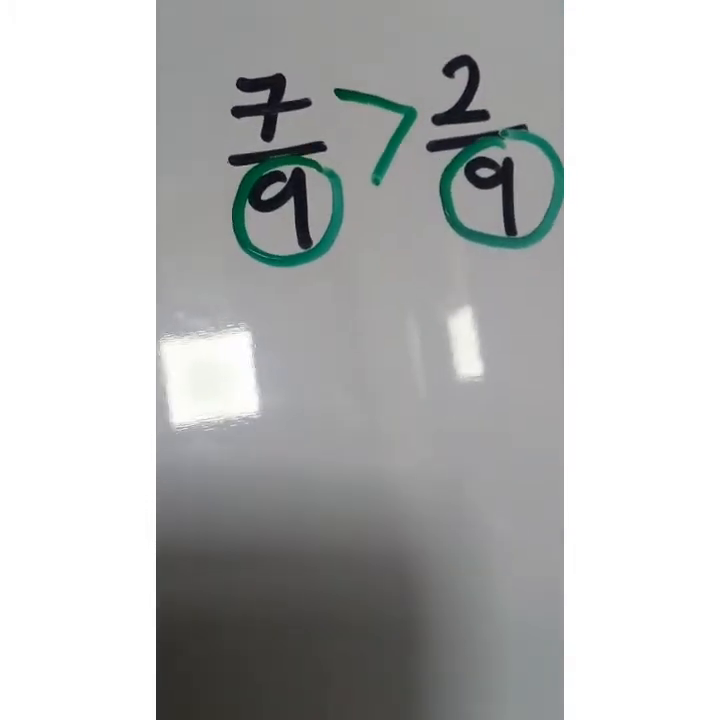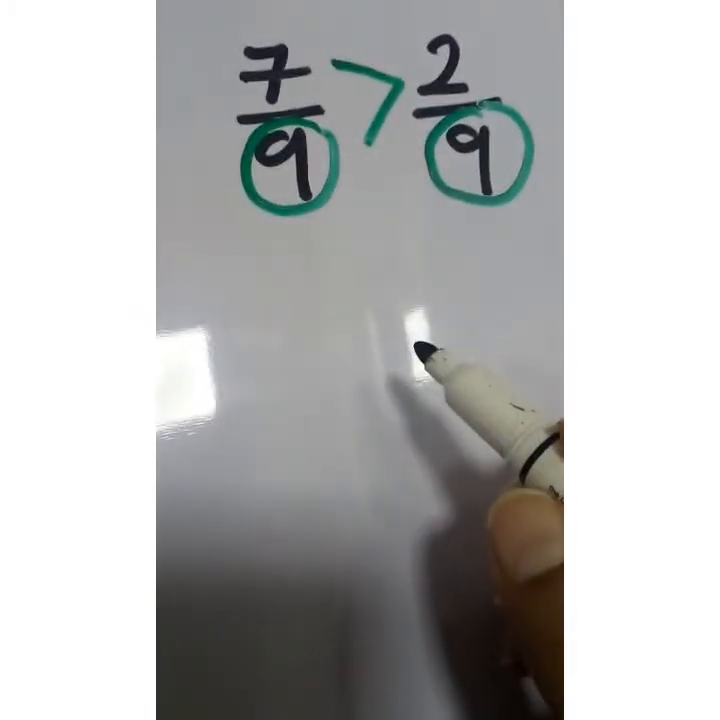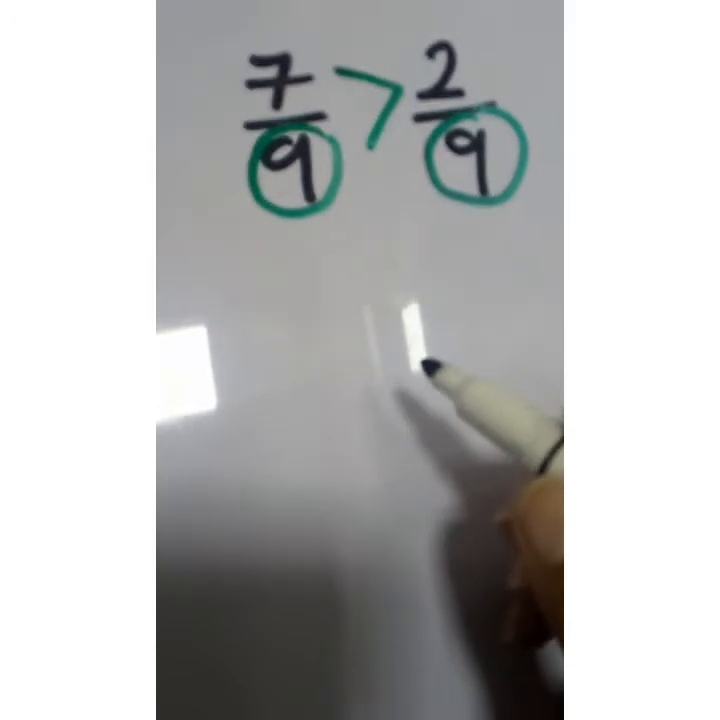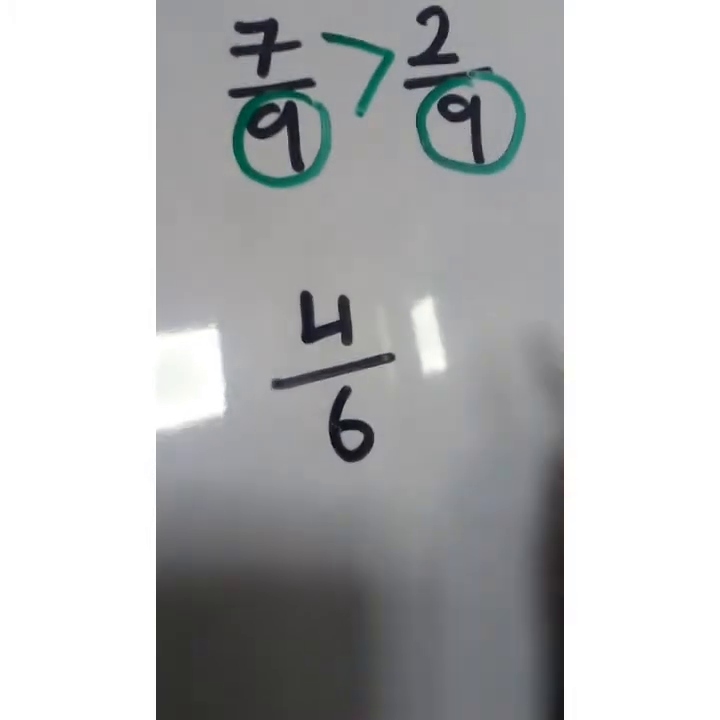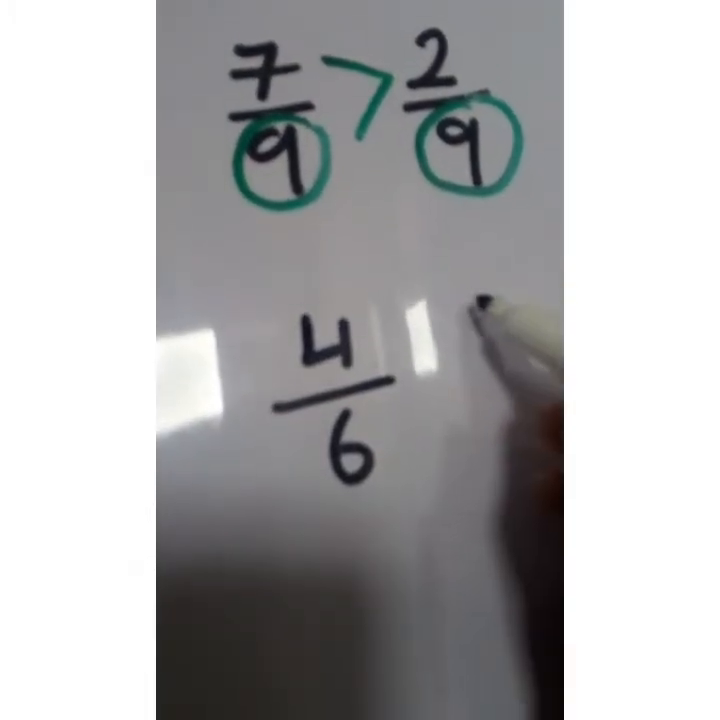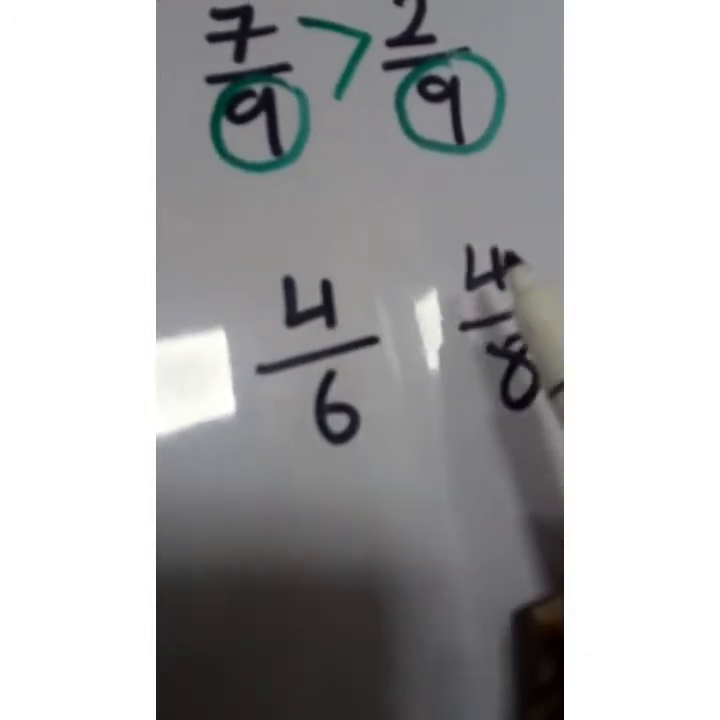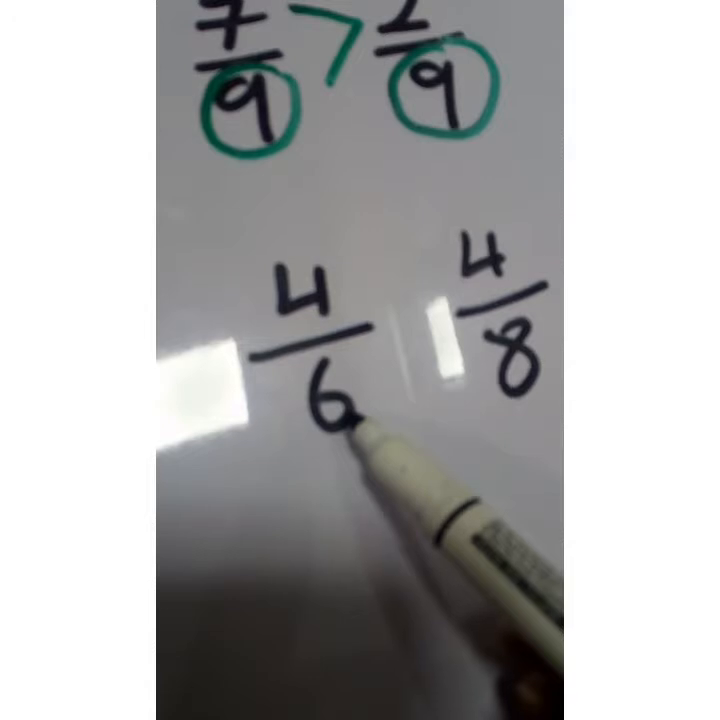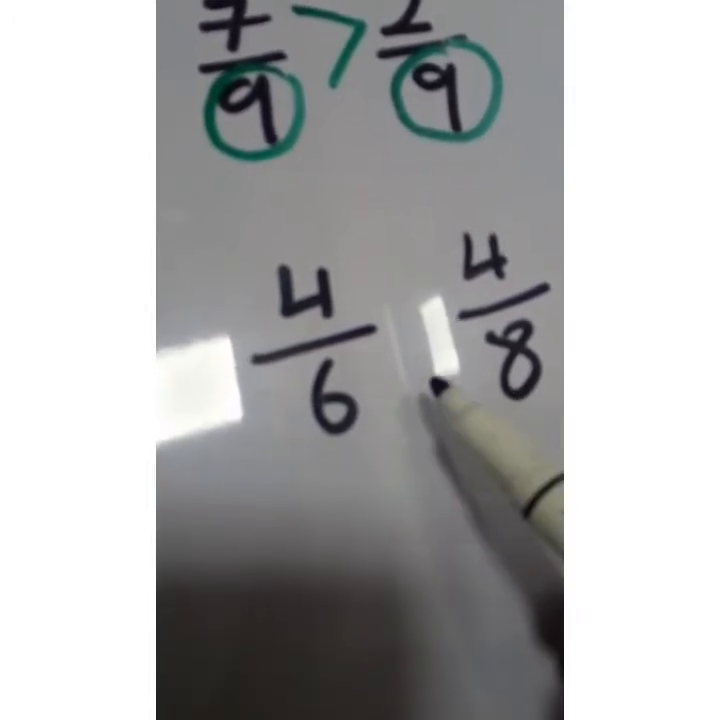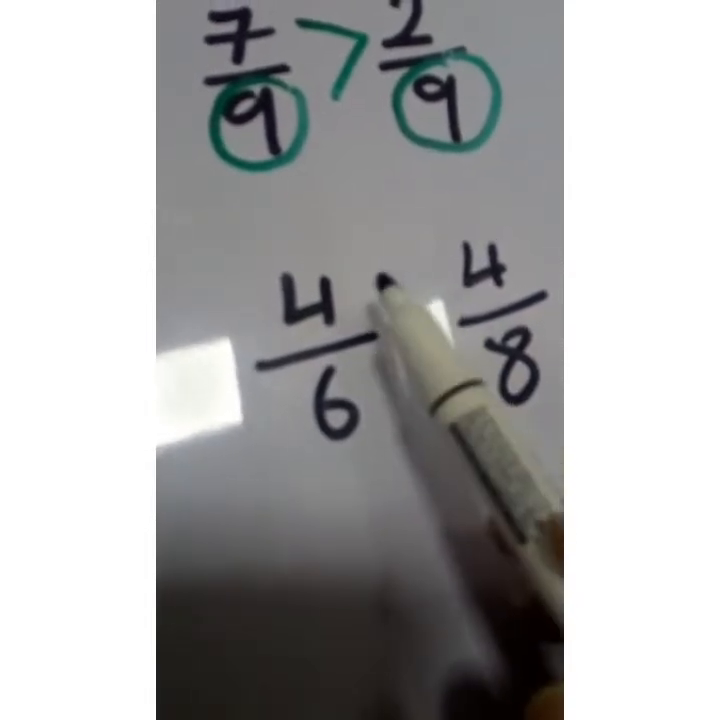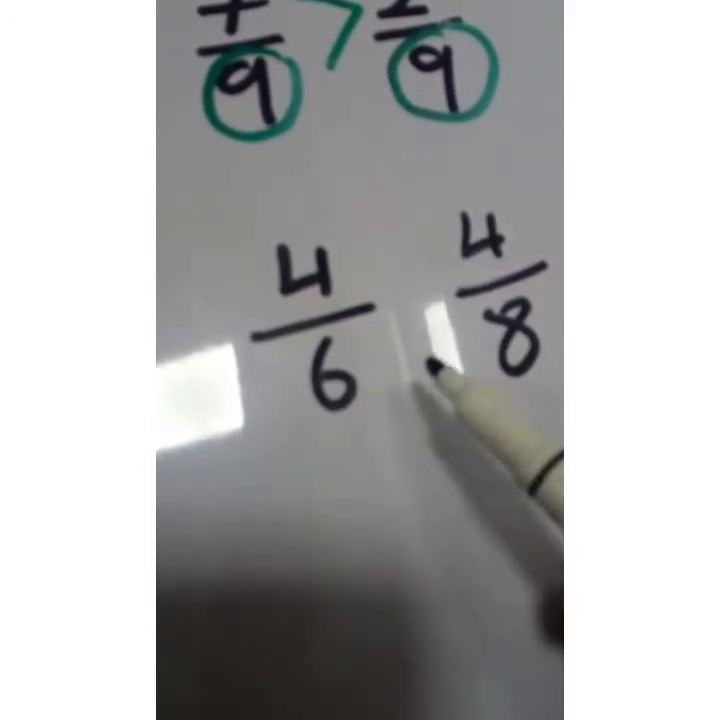The second one that we had is the fractions that have the same numerators but different denominators. For example, 4 by 6 and 4 by 8. Here we see that they both have the numerator 4, but they are different in the denominator. When we find a fraction like this, it's also an easy one. When you have the same numerators, you look at the denominator.